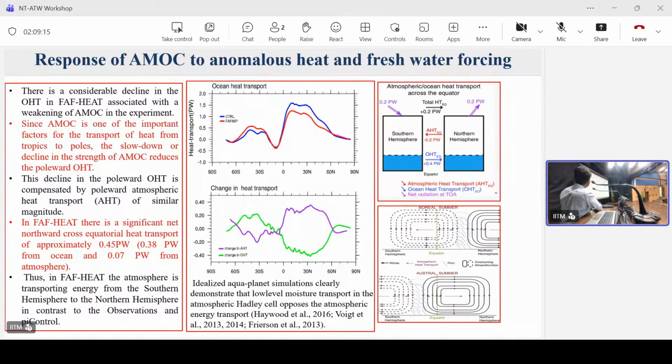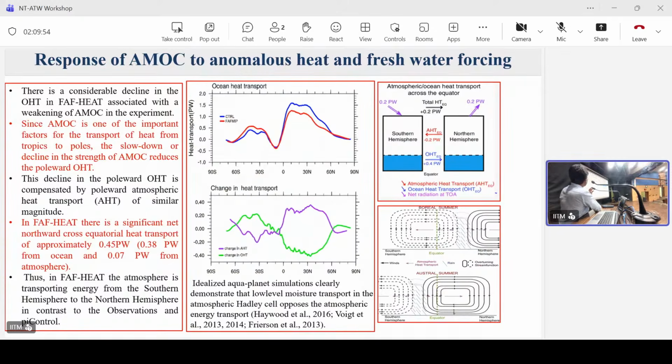We try to understand what is the possible physics and the mechanism behind all this. So here I'm showing you the ocean heat transport. The blue curve is the ocean heat transport from our control simulation, and the red curve is from the FAF heat. You clearly see there is a reduction in the ocean heat transport by virtue of the decline of the AMOC. And for a climate system, whenever there is a decline in the poleward ocean heat transport, it gets compensated by the atmospheric heat transport. So in the FAF heat experiment, the net northward cross-equatorial energy transport is significantly weakened.